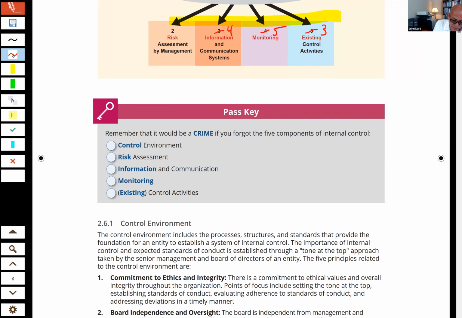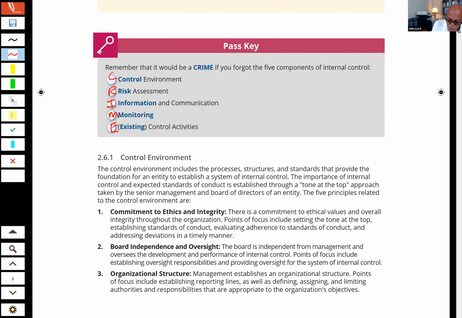Somebody's really proud of that mnemonic because they've given it to us three times now, and I pointed it out too, to make sure you don't forget that the CRIME mnemonic doesn't give the components in the correct order as to how they should be thought about. So you have 5 components, and under those components, you have 17 principles.